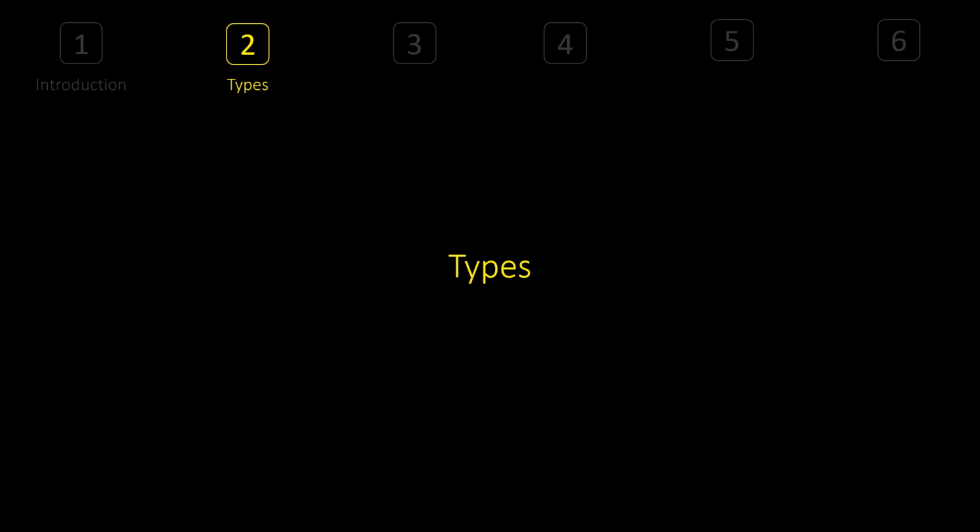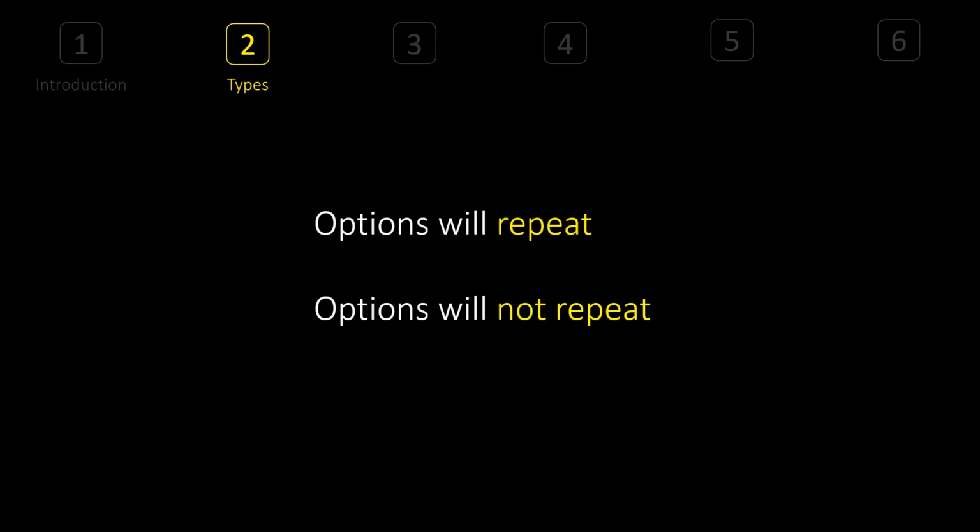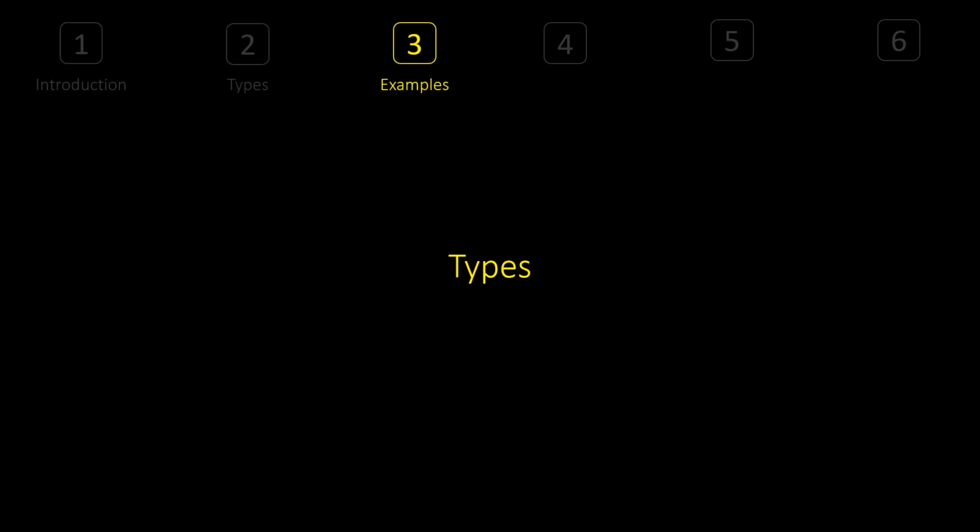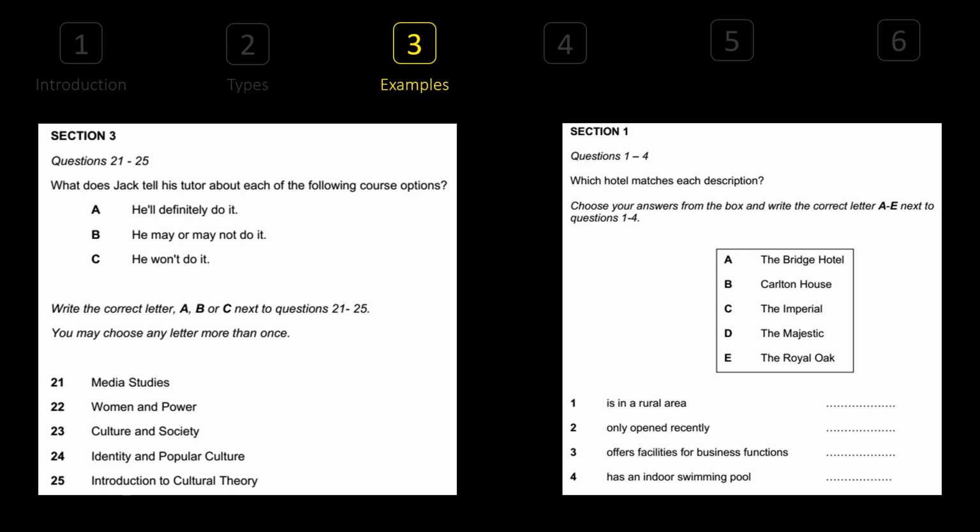Now there are two main types, and these types have completely different pointers or tips and tricks. So pay attention. We'll be seeing each type with an example and how to solve these types. Here we have two types of questions for this same matching. The first one is where options will repeat, and the second where options will not repeat. Let me show you what that means, and we'll see examples at the same time, and then we'll provide pointers for that.